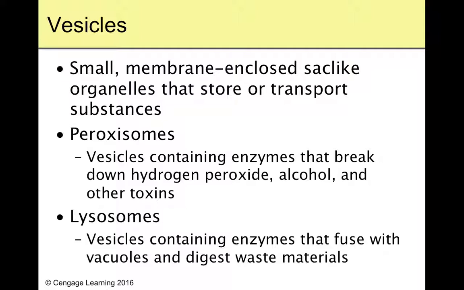They store or transport substances. There's two types I want you to know about. There's peroxisomes, and peroxisomes are little vesicles that contain enzymes that'll break down basically poisons. Hydrogen peroxide, not a good thing for a cell. Alcohol, not a good thing. Other toxins, peroxisomes are going to break those guys down, so they're not going to do damage in the cell.